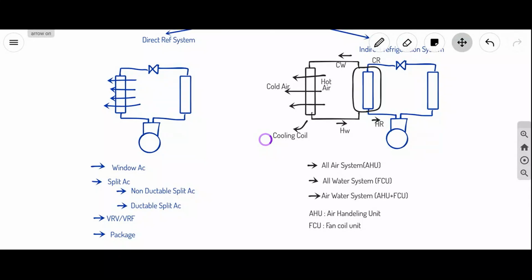Can I proceed? Clear, everyone? The people who don't know AHU, FCU, don't take everything into the brain today itself. I'll teach you slowly, don't worry. I'll make you clear what is AHU, what is FCU, how it works, what is their function.